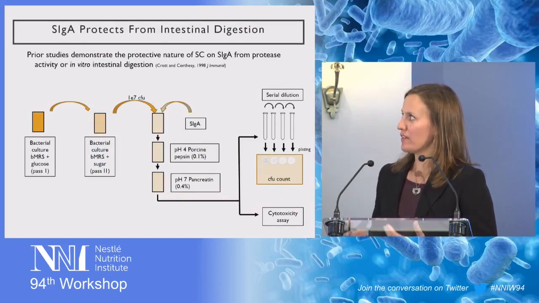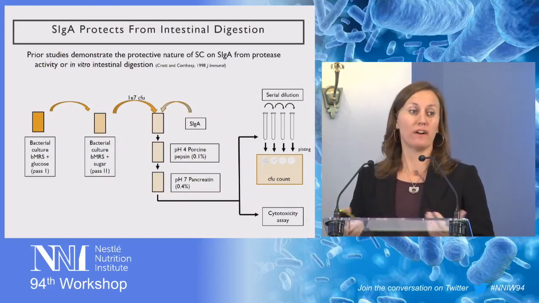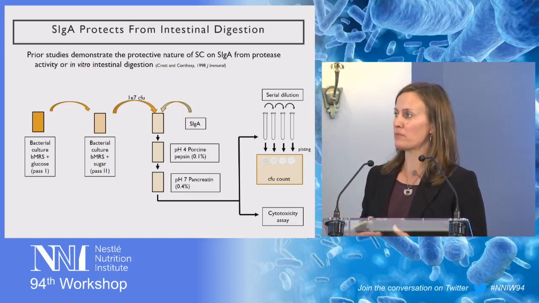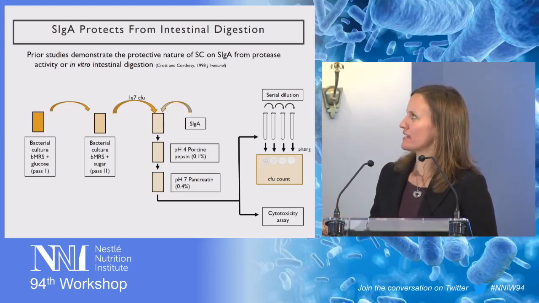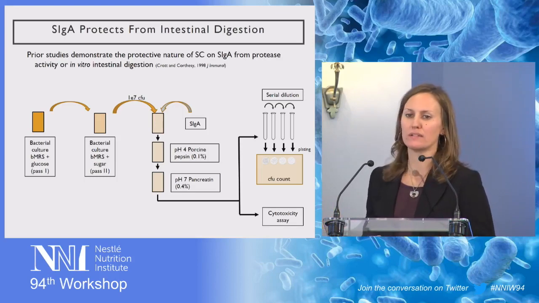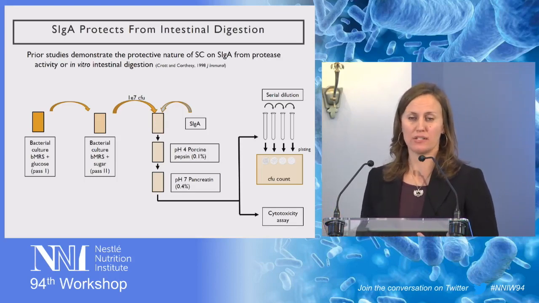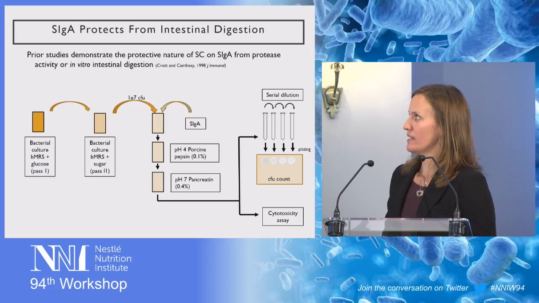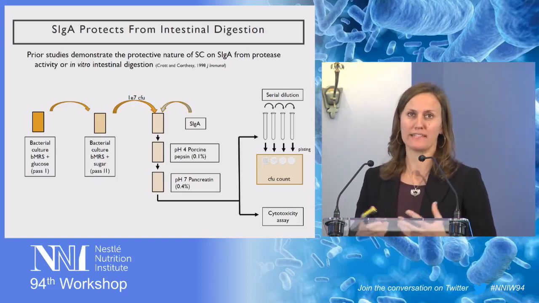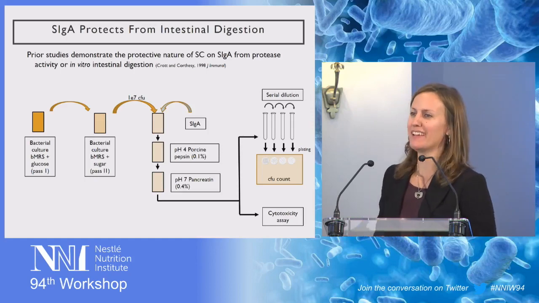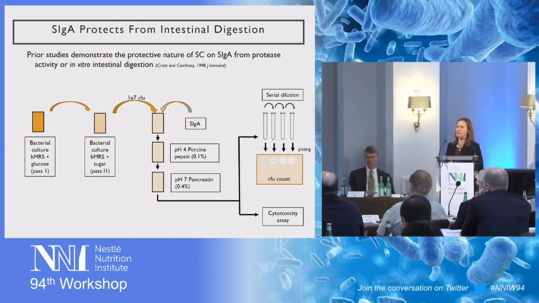With this information, I also wanted to look at the function. So what purpose is this interaction? And Blaise Cortese, in one of his early studies, showed that the secretory component alone was protective with the digestion of the IgA molecule. And so with this, I hypothesized that perhaps commensal bacteria coated with secretory IgA may also be protected from in vitro digestion. And so I developed a model.